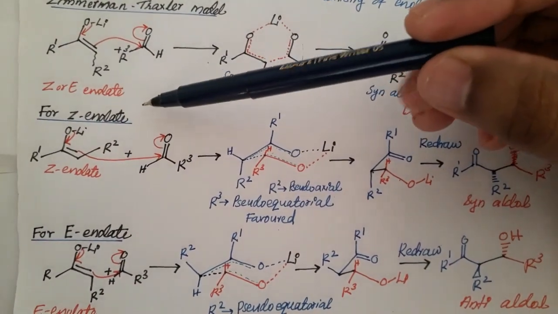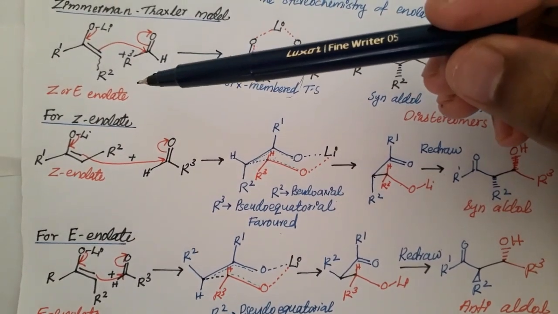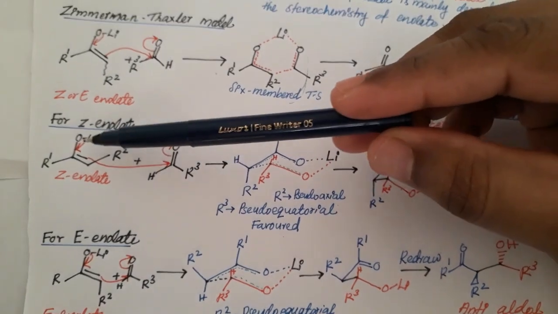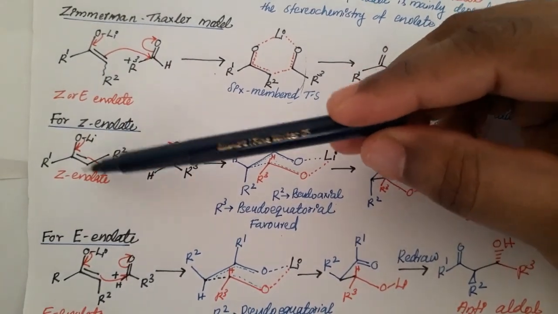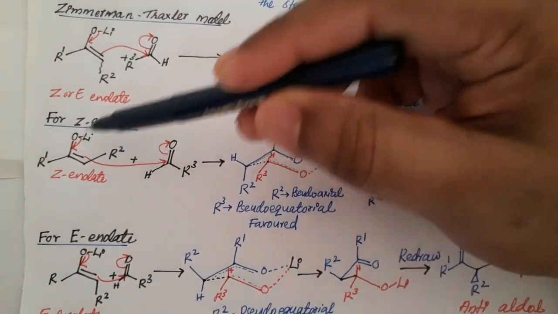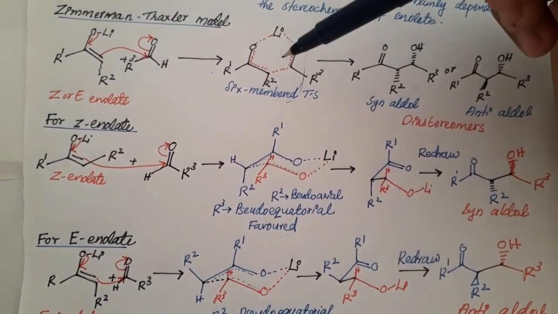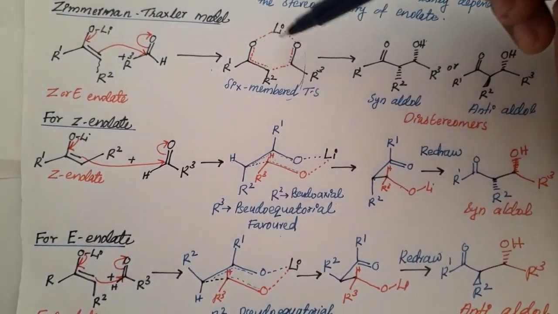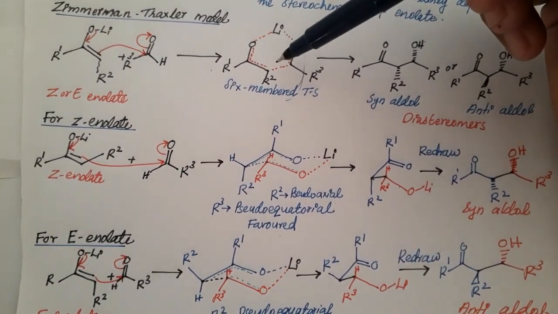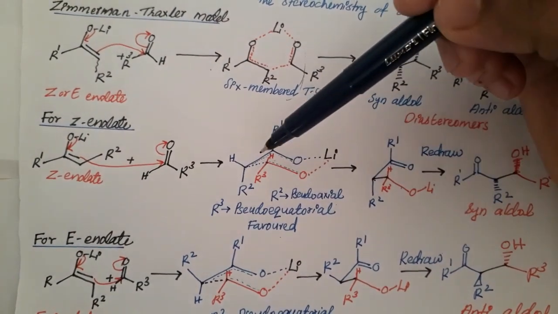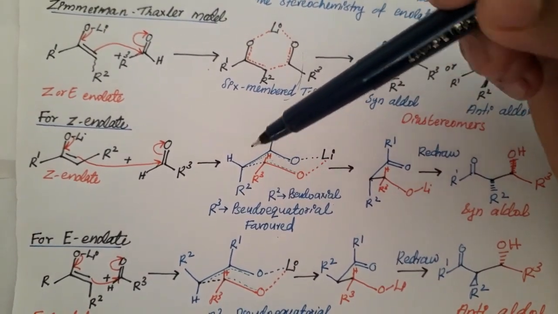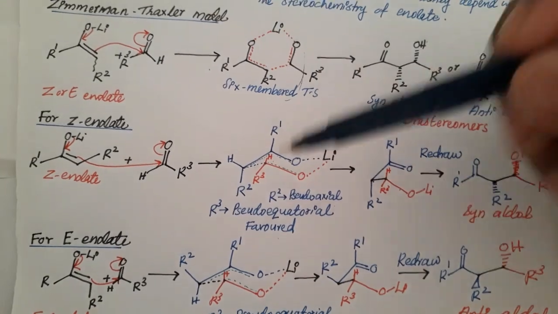Now we are going to discuss in depth what will happen when we treat with the Z-enolate. This is our Z-enolate, where oxygen and R2 are on the same side. Shift, attack, shift, and you will end up with a 6-membered transition state. This is our planar cyclohexane structure, but the most pronounced conformation of cyclohexane is the chair conformation. This is what the Zimmerman-Traxler model reveals: they represented the transition state in a chair conformation.